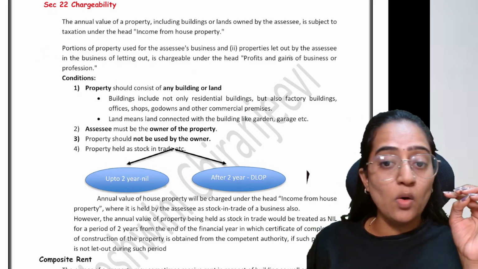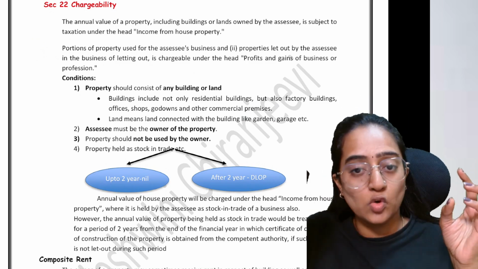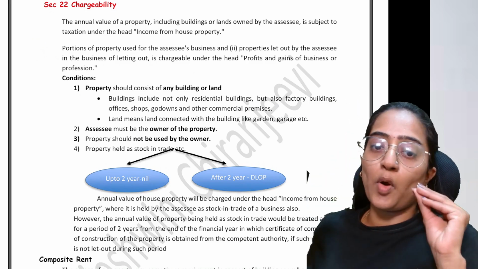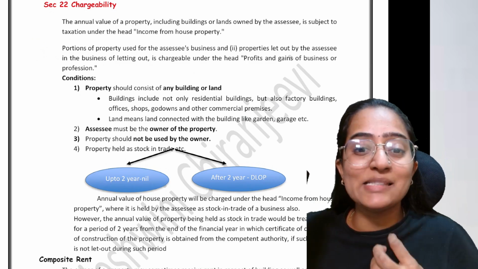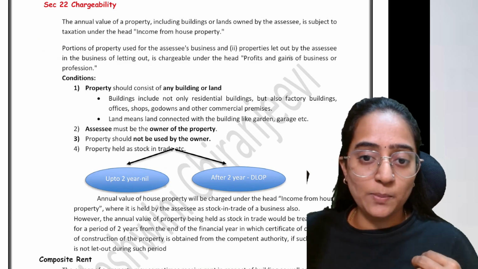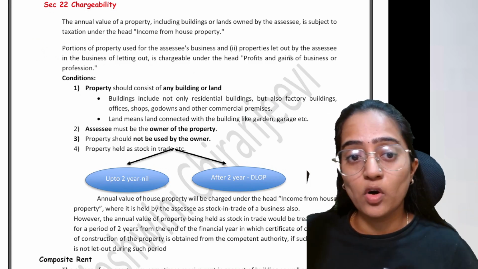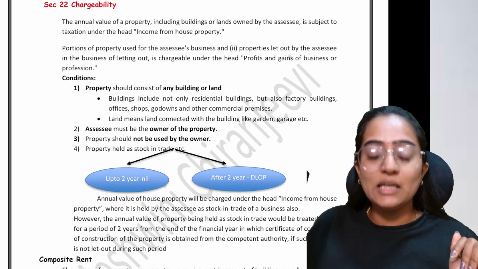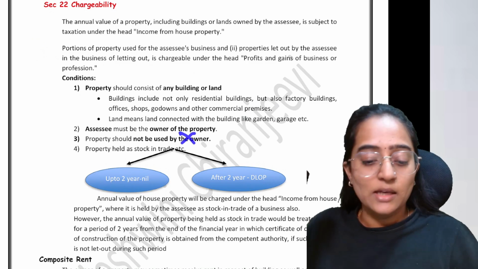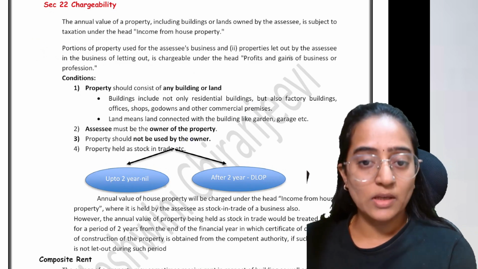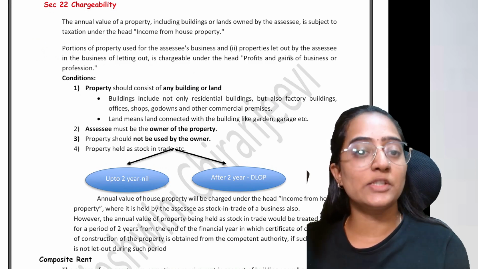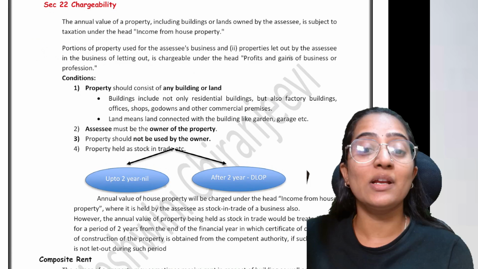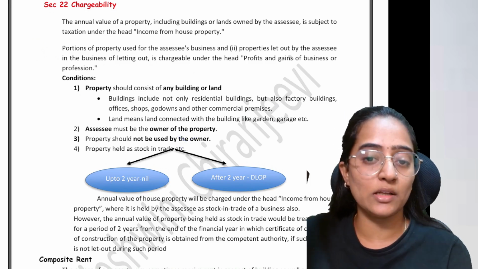Remember, the assessee should be the owner of the property, and he should make sure that the property is not used by the owner for his business purpose. What if he uses it for residential purpose? That is absolutely accepted. But can he use it for his own commercial purpose? No. If he uses it, then he can't pay rent to himself. Hence, that point is not covered here. The property can be land or building, and it has to be the owner's property only. If he's using it for his business purpose, then you can't put it under income from house property.